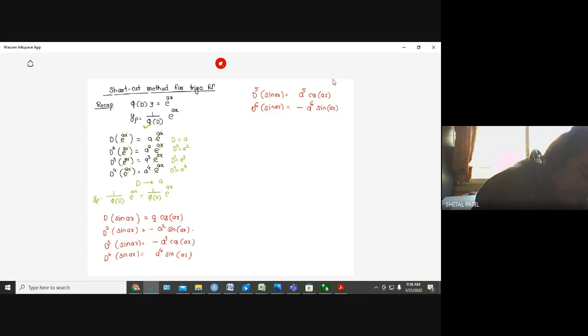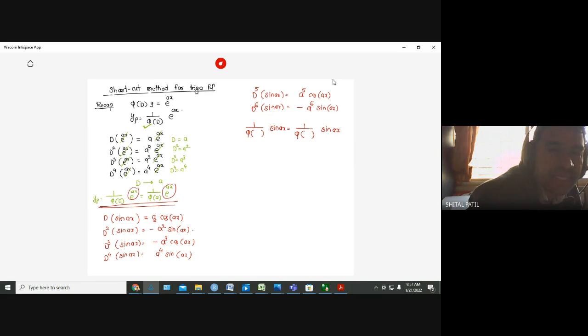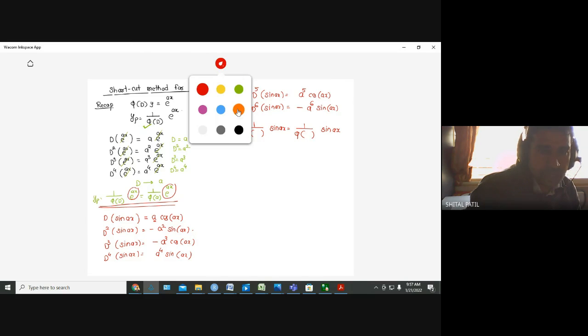As in the previous case, I want to write the formula in this way: 1 upon phi of, we want to decide this, to be operated on sine of x equal to 1 upon phi of and sine of x. That is, I want sine x on both sides. Why? See the formula of e raised to x. We have e raised to x on both the sides. In the same way, I want sine x on both the sides.